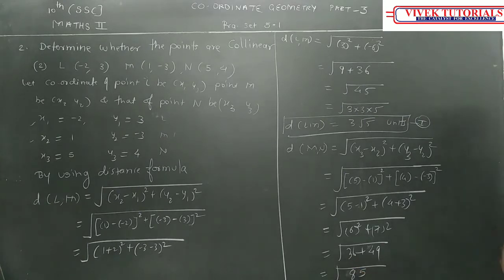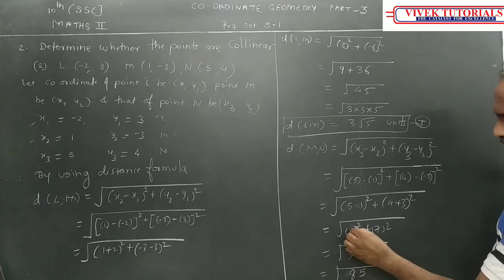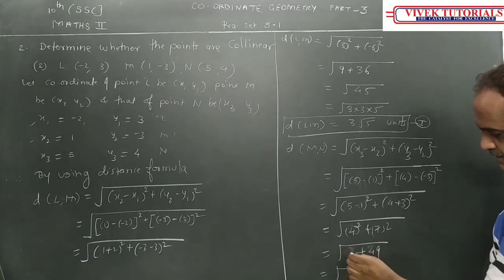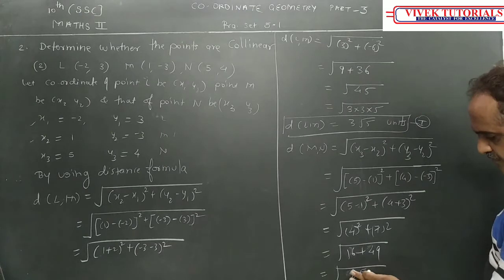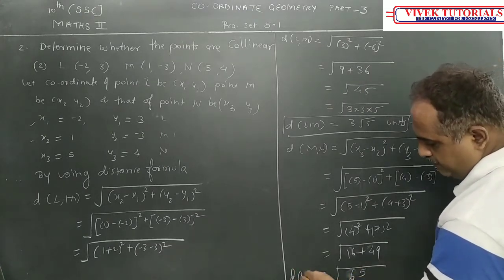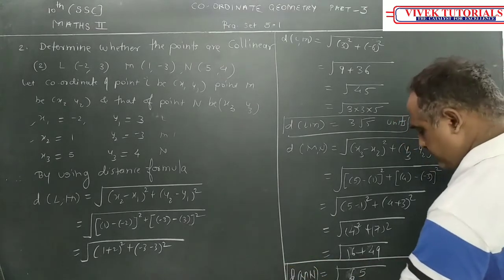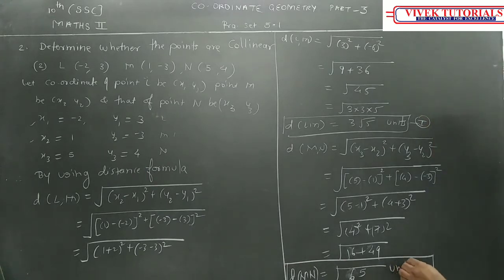Okay, we got 85. No, I made a mistake. 5 minus 1 is 4, 4 square is 16. So 16 plus 49 becomes 65. That is distance MN, under root 65. I put it in the box, units, and that is equation number 2. This is equation number 1.